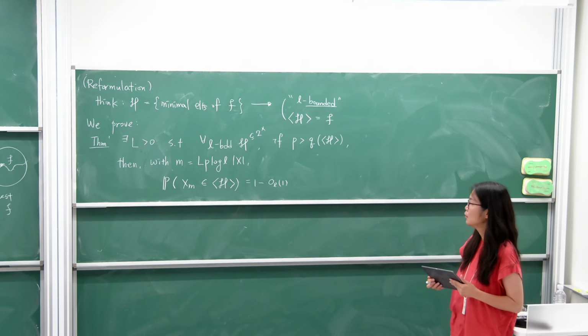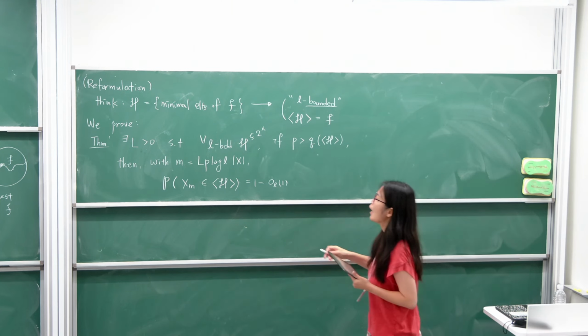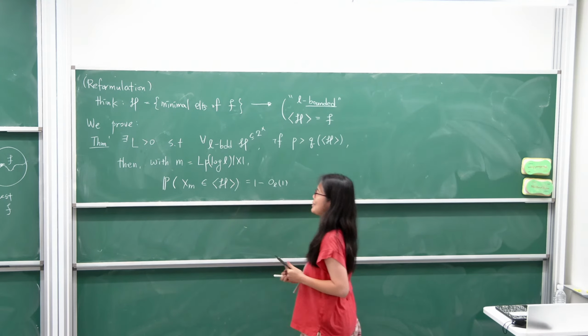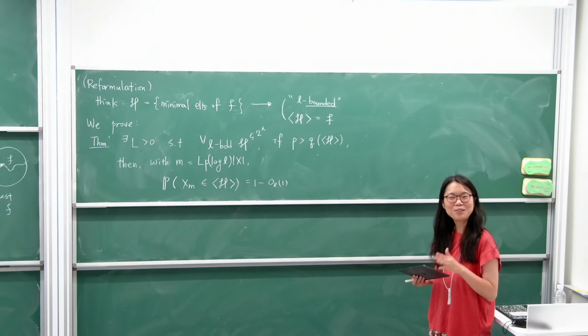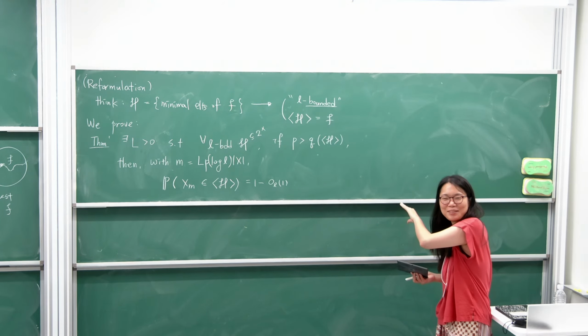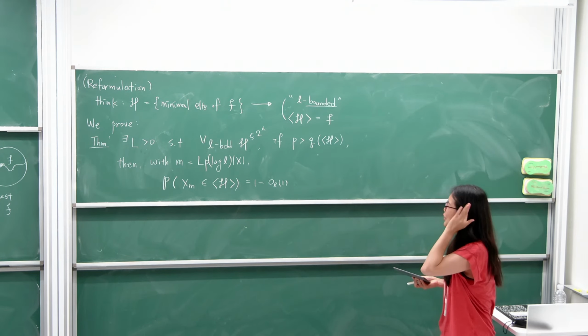You have log L x, right? But it's log L times x. Log L times x. Yeah. Let me give you 5 seconds to read this statement, and then I'll add some elaboration.